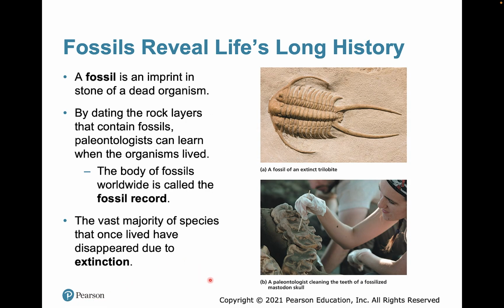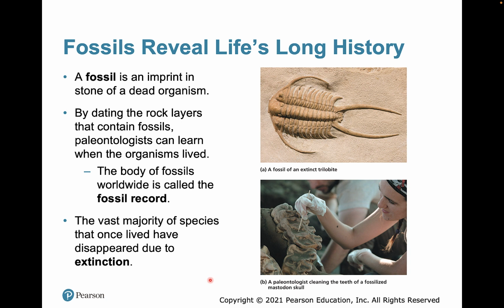We can tell that species have come and gone through fossils. Okay, so a fossil is an imprint in stone of a dead organism. There's a whole bunch of different kinds of fossils. We're not going to dwell on it. You can analyze the rock layers, figure out how old they are to figure out when the organisms lived. And if you look at all of the fossils in all of the rocks around the world, we call that the fossil record. The fossil record gives us a lot of evidence in support of evolution.